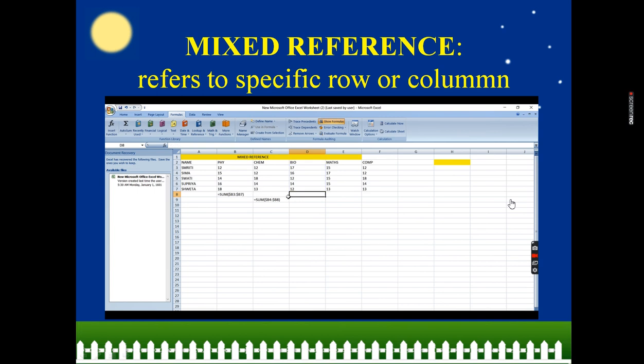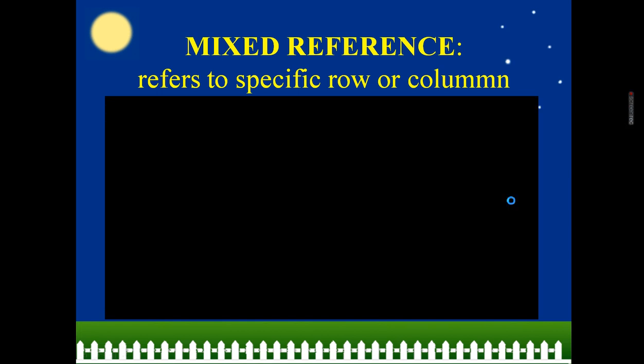The range taken is from 4 to 8. This is what shows that either you can fix the row or the column in place of mixed reference.